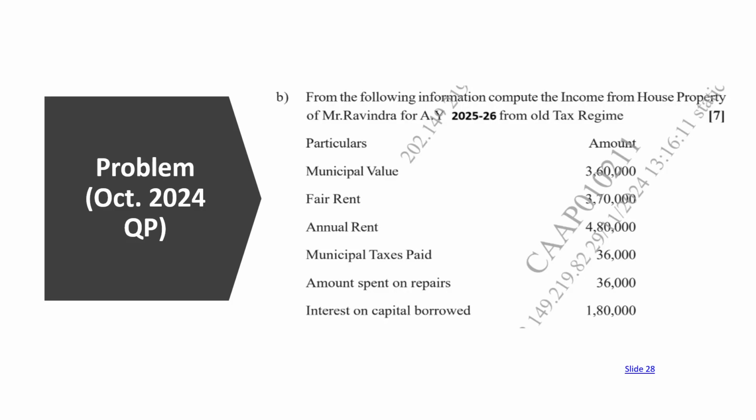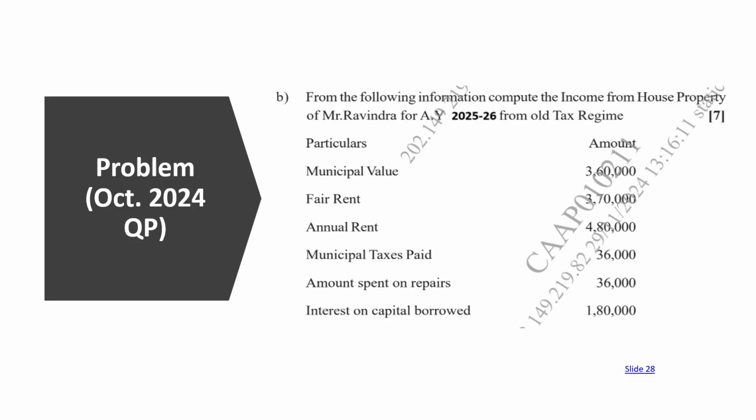So the given information is that municipal value 3,60,000, fair rent 3,70,000, annual rent 4,80,000, municipal taxes paid 36,000, amount spent on repairs 36,000, and interest on capital borrowed, means interest on loan, is 1,80,000. Okay, so from this given information, dear students, we are going to solve this problem.